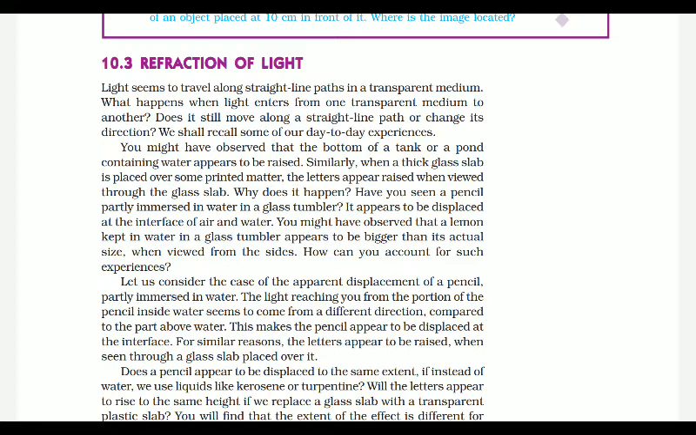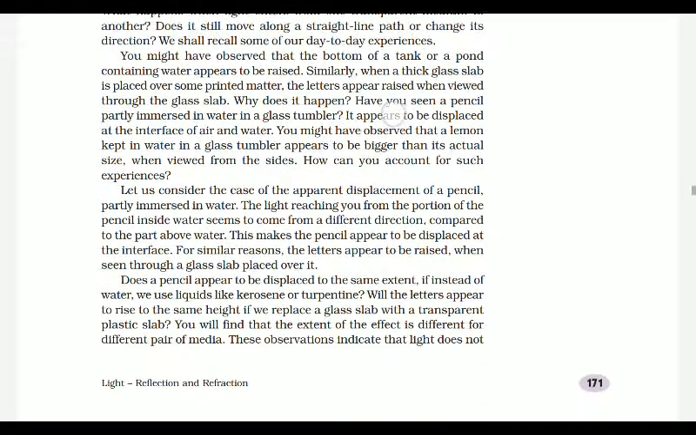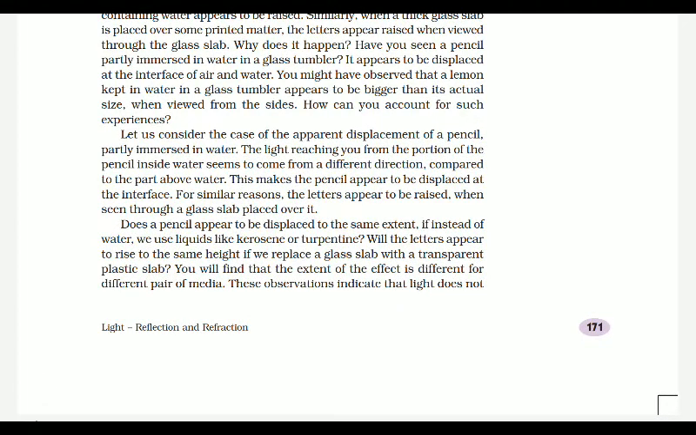For a similar reason, a letter appears to be raised when seen through a glass slab placed over it. Does the pencil appear to be displaced to the same extent if, instead of water, we use a liquid like kerosene or turpentine? Will the letter appear to rise to the same height if we replace the glass slab with a transparent plastic slab? You will find that the extent of the effect is different for different pairs of media. So a different medium has a different effect on the refraction of light.